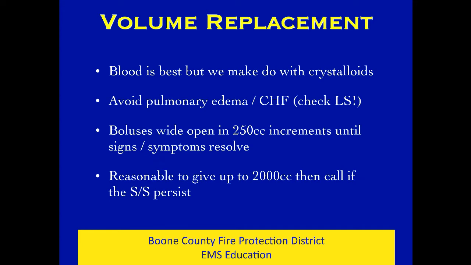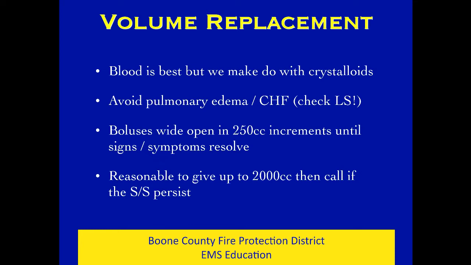Ideally, we would have blood. In most cases, we won't have that as an option, so we make do with a poor backup choice with crystalloids. Normal saline or lactated ringers, pretty much equivalent, at least at this point. There may be some movement in the future back toward lactated ringers based on some of the issues with saline. We call it abnormal saline, as you know. The pH is much lower.